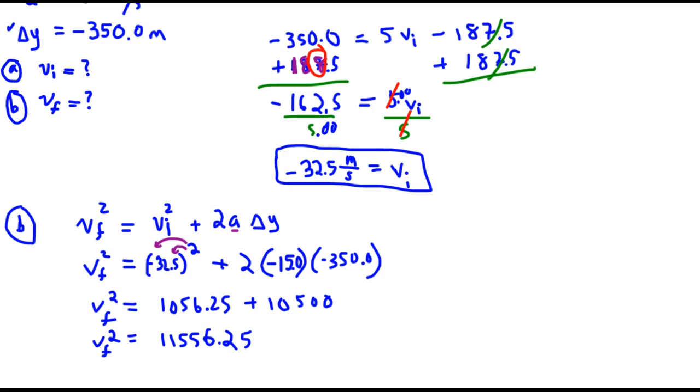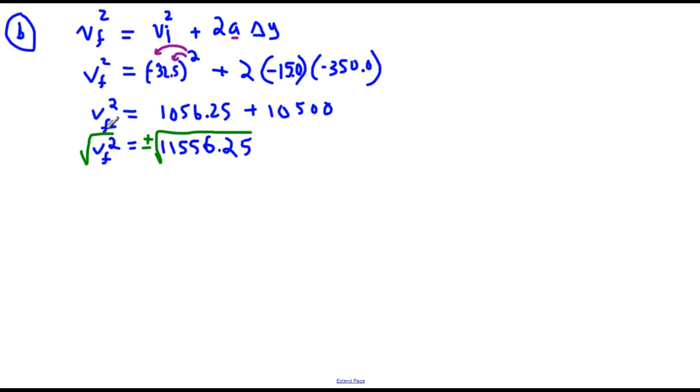Wow, is that my answer? That's huge. Oh, it's not my answer. Look, I have to square root both sides. Okay, let me square root both sides. Oh, but wait a second. When I square root, there are 2 solutions, positive or negative. Got to think about that. So VF is positive or negative. Well, what's the square root of this? It's 107.5. The units are meters per second because it's velocity. Well, which answer? Is it positive or negative?